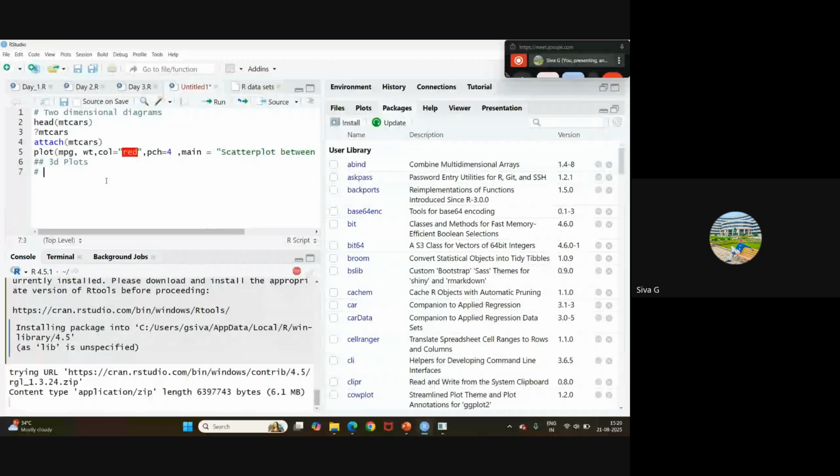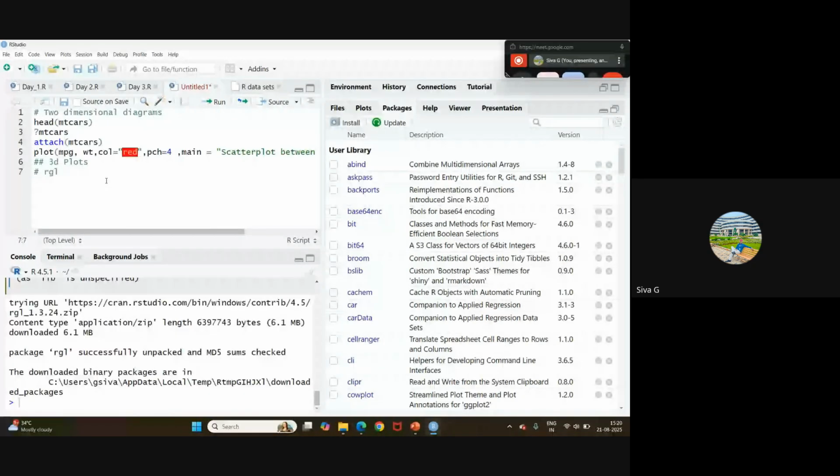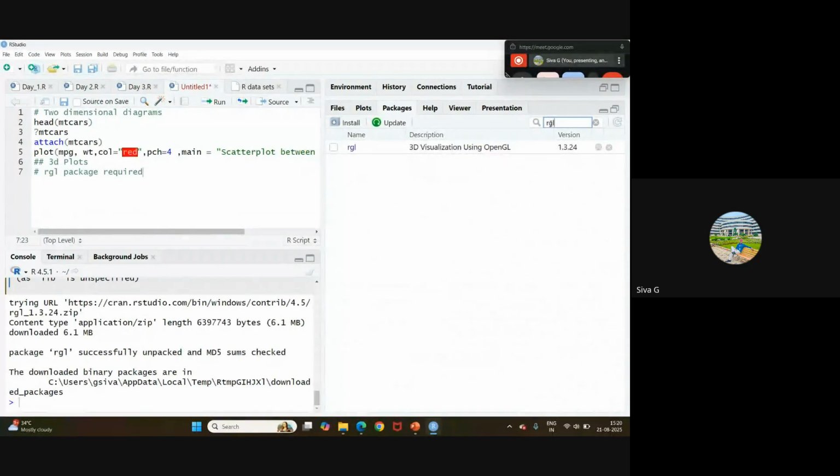Here I will write the RGL package is required. Yeah, it is installed. Now I will search here for RGL. Yeah, 3D visualization using OpenGL, that is the description of this package. Just check the box for this one.